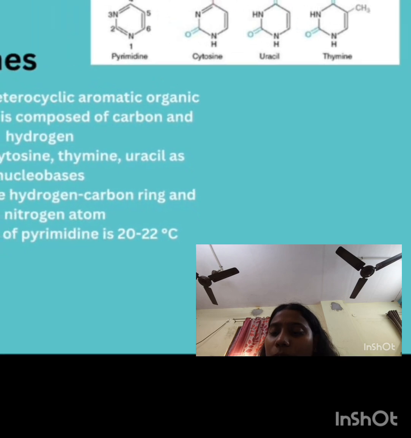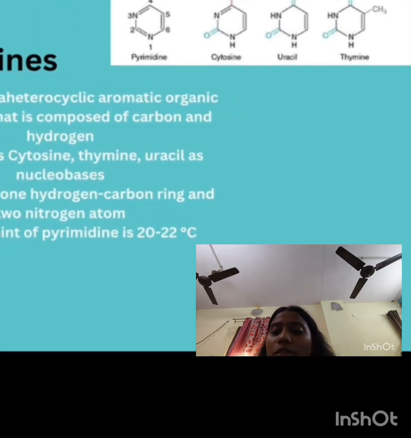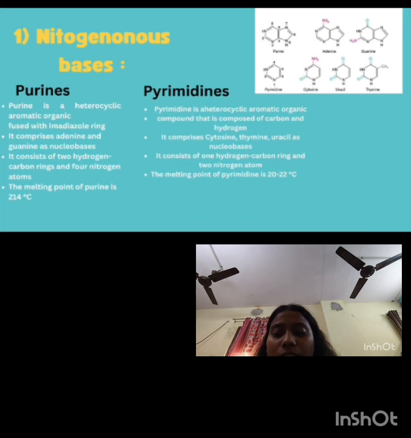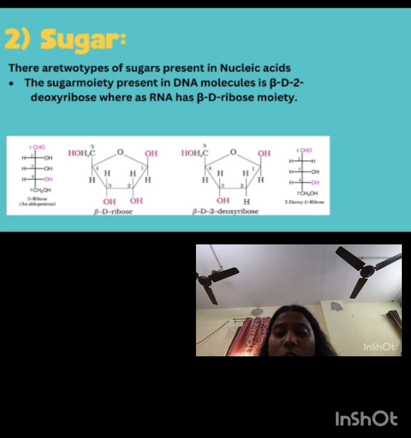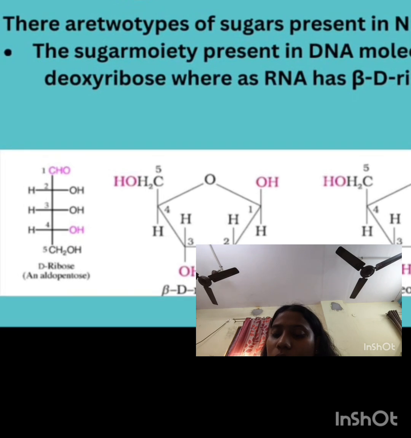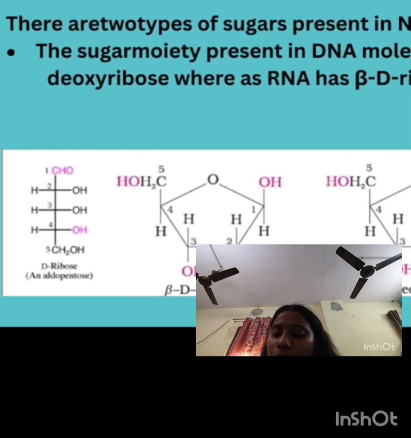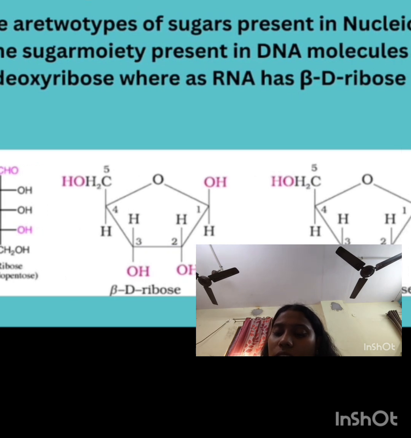Now I'm going to the second point, which is sugar. There are two types of sugar present in nucleic acid. The sugar moiety present in the DNA molecule is beta D-2-deoxyribose, whereas RNA has a beta D-ribose moiety. We have some charts regarding sugar. First one is D-ribose, which is an aldopentose, second one is beta D-ribose, and third one is beta D-2-deoxyribose.